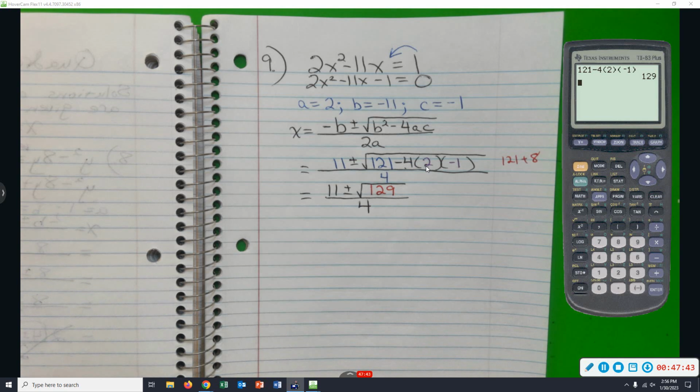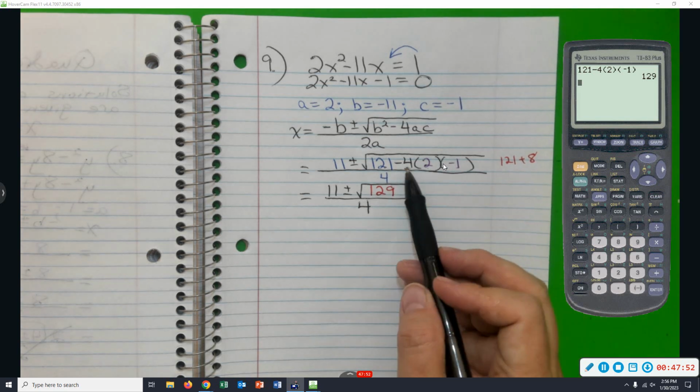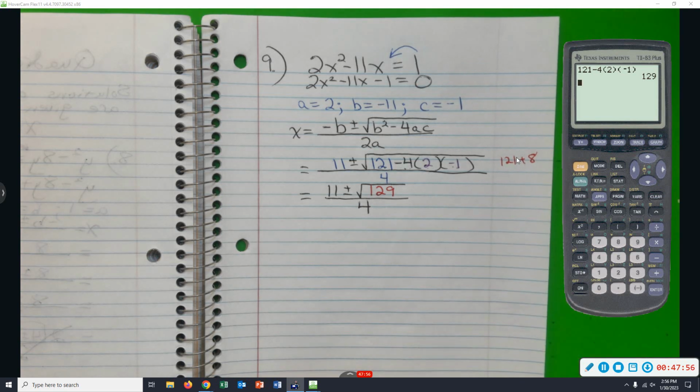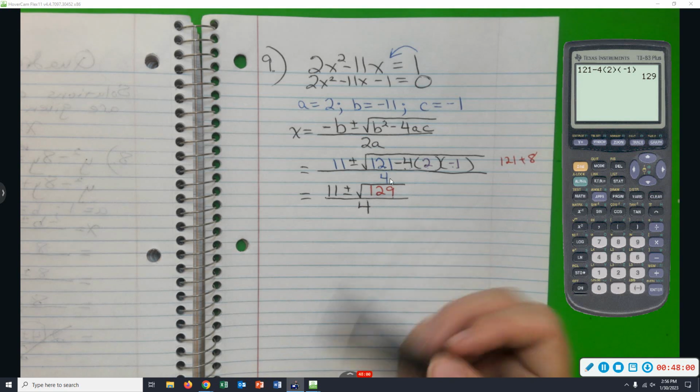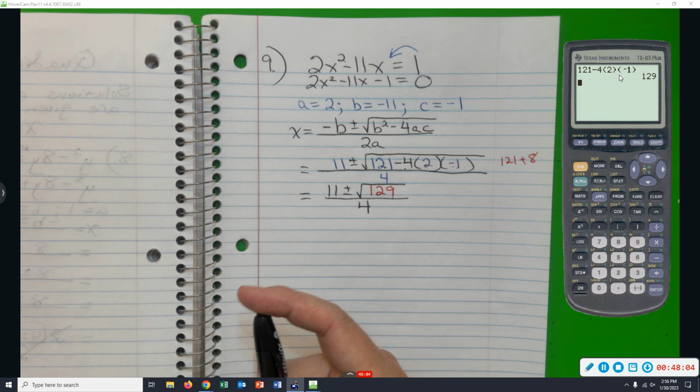Question, I couldn't hear you. Oh. 4 times 2 times 1 is 8. Negative times negative is positive. So 121 plus 8. So see how we're getting a 129? Oh, and you punch it into the calculator also.